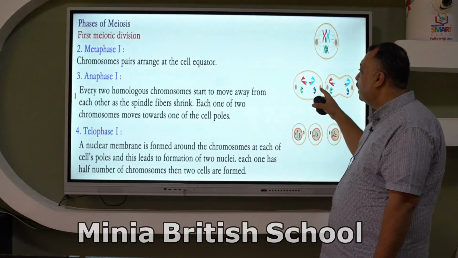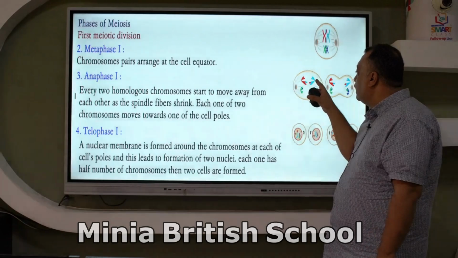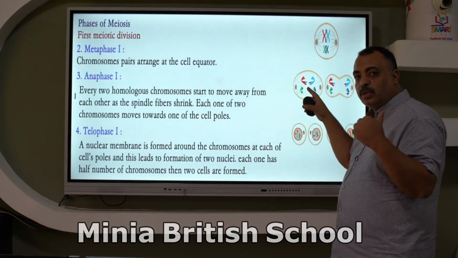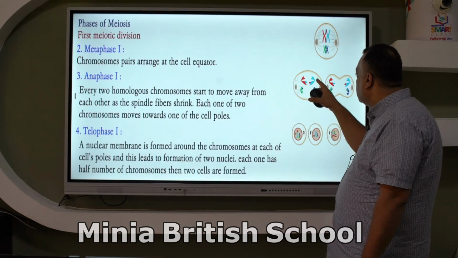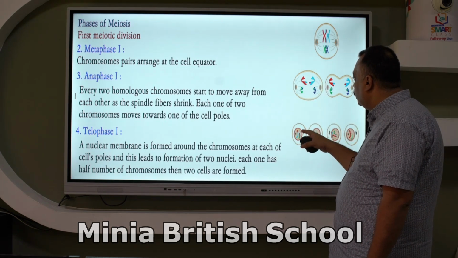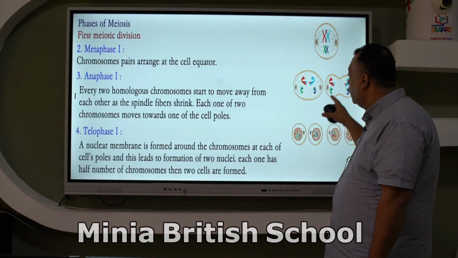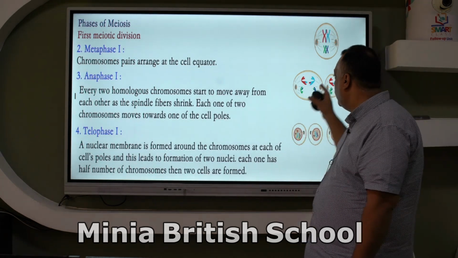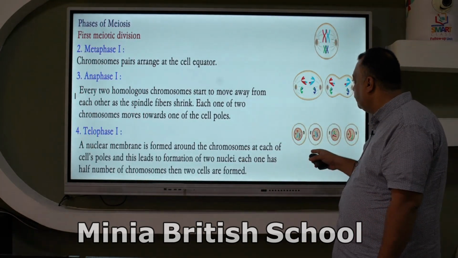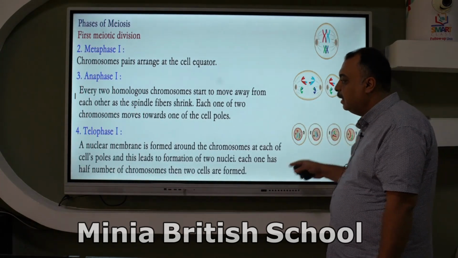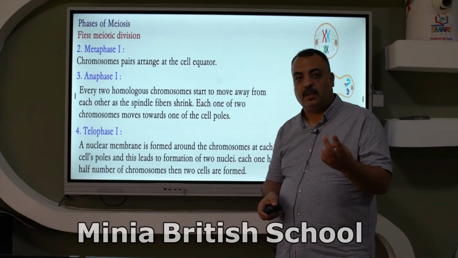In anaphase 1, every two homologous chromosomes separate to one pole. The chromosome as a whole separates to one pole, not the chromatid as in mitosis, but the chromosome as a whole, one to one pole and another to the other pole. So two cells are formed from only one cell, each having half the number of chromosomes, 1n. Telophase 1 is the stage of splitting the cell into two cells. The end result of meiosis 1 is two cells with half the number of chromosomes.